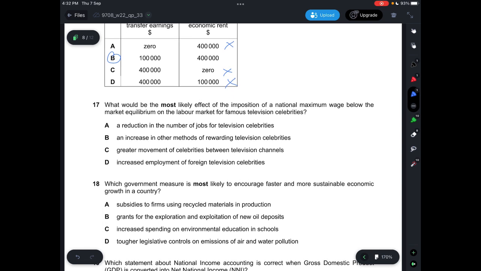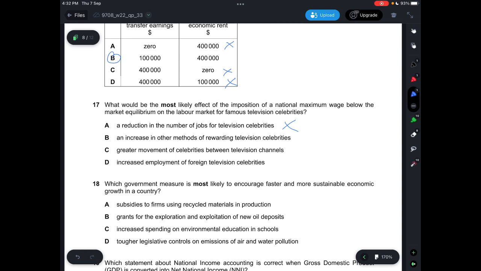Question 17, what would be the most likely effect of the imposition of a national maximum wage, below the market equivalent on the labour market for famous television celebrities? So for 17, let's look at A, a reduction in the number of jobs for television celebrities, which is not correct. There will be more jobs because of the lower maximum wage. That means that firms can actually hire more people.